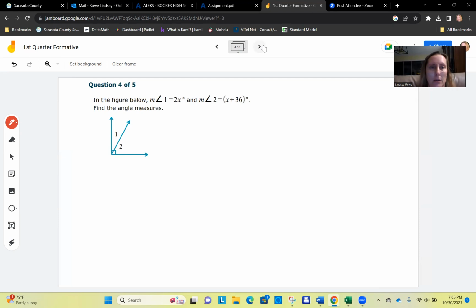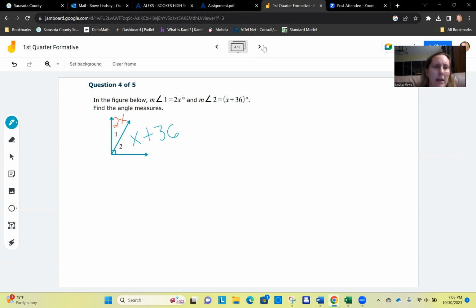Number 4. In the figure below, the measure of angle 1 equals 2 times x, and the measure of angle 2 equals x plus 36. Okay, so I like to label my diagram, and I would probably draw this on my piece of paper. So angle 1 is here, and that's 2 times some unknown number that we don't know. And then this other angle here, angle 2, that's x plus 36, okay?